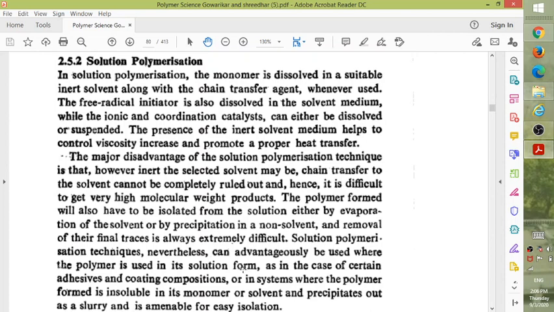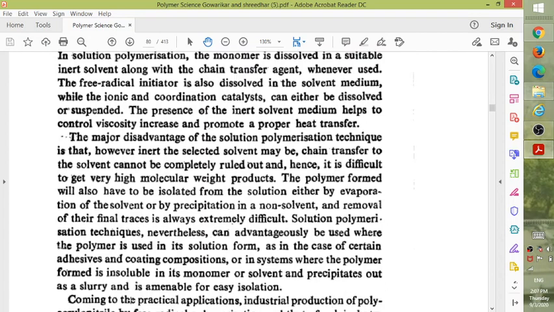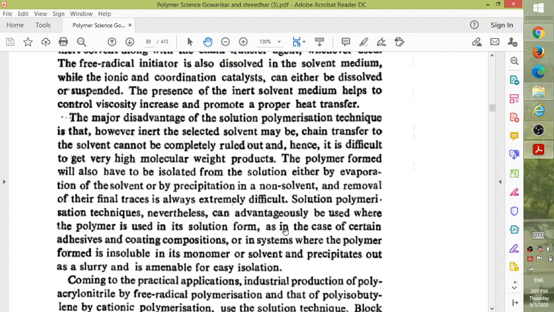For example, polyvinyl alcohol, it is a polymer which is in the solution form. As in the case of certain adhesives and coating compositions, or in systems where polymer formed is insoluble in its monomer or solvent and precipitates out as slurry and is amenable for easy isolation. So these are some of the systems where solution polymerization is used.